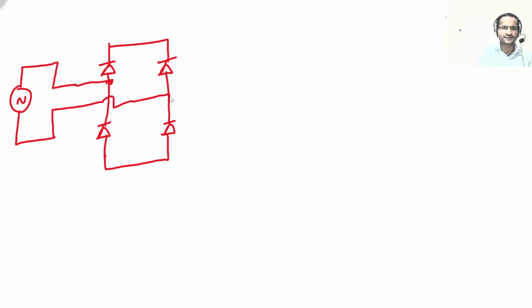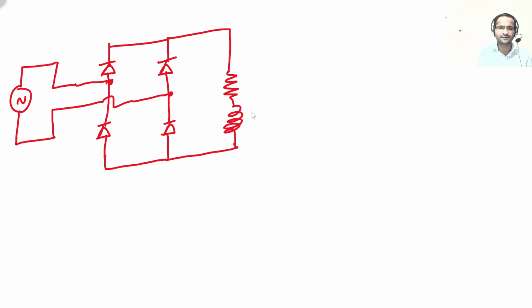So this is a single phase full bridge rectifier, which is also called a two pulse converter. On the AC side of this converter, we have connected a single phase supply. This is the single phase supply here, and on the DC side we have connected a resistive load with high inductance value.